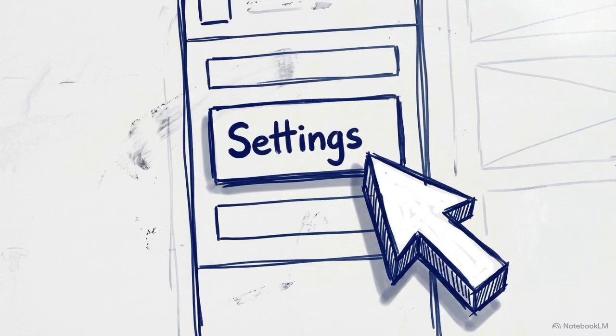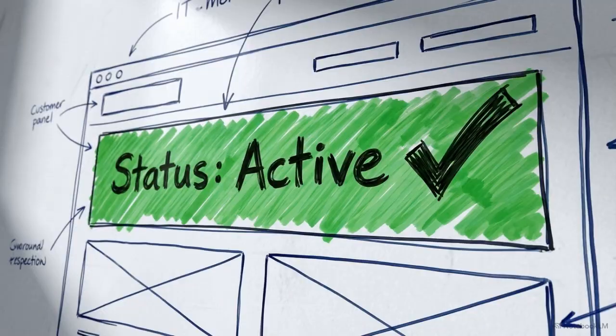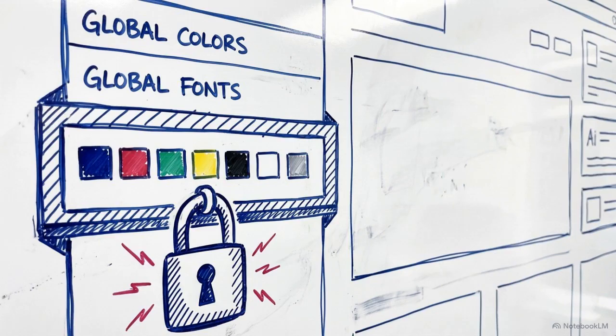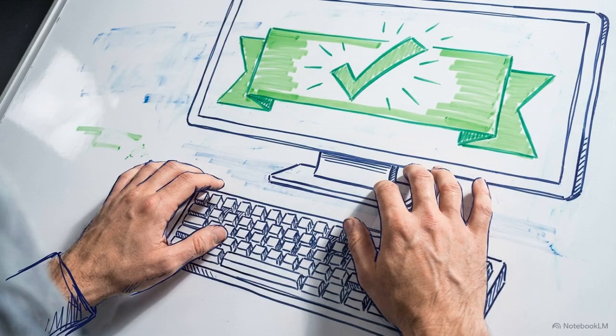To set this up, you need two things: administrator access to your WordPress dashboard and an active Elementor Pro license. Putting these controls in place protects your brand's visual identity while letting your team publish content much faster.